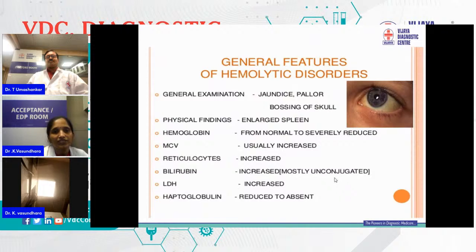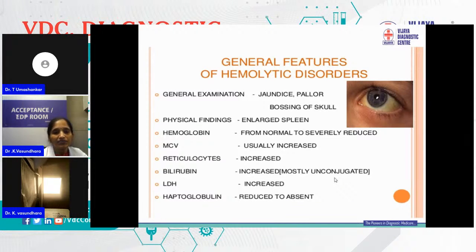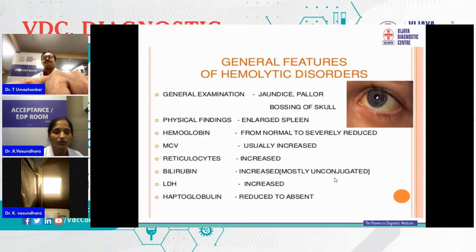So, general features of a hemolytic disorder. On general examination, the patient will have jaundice, pallor, and bossing of skull. If there is extramedullary hematopoiesis, we will have a bossing of skull. On physical findings, you will see an enlarged spleen. In the initial stages, because of compensatory erythropoiesis, the hemoglobin levels will be normal, but gradually it decreases and the patient presents with severe anemia. MCV is usually increased and reticulocytes are increased because of compensatory erythropoiesis. You will have a reticulocytosis and bilirubin is increased. Most of the time it is unconjugated bilirubin, and there is a rise in LDH level, and serum haptoglobin might be reduced to absent. These are the general features of a hemolytic disorder.